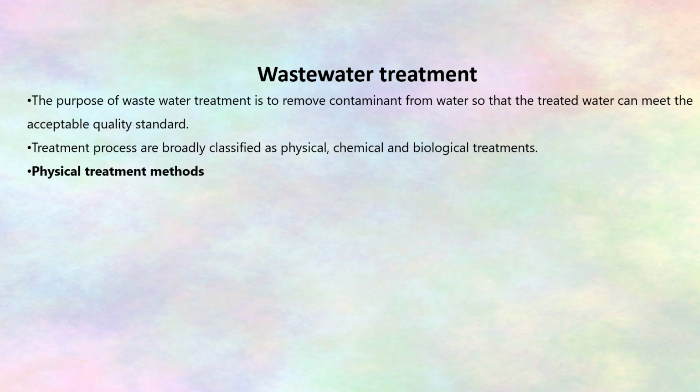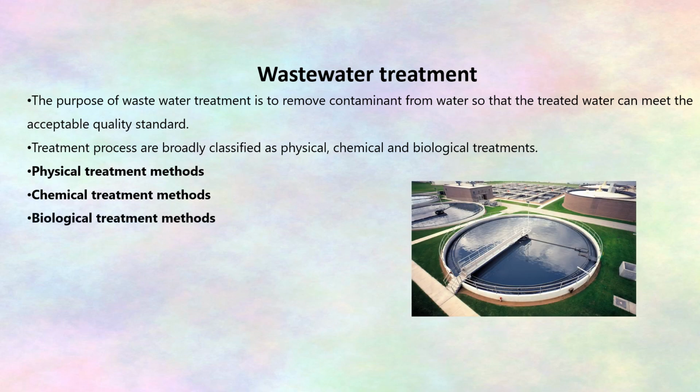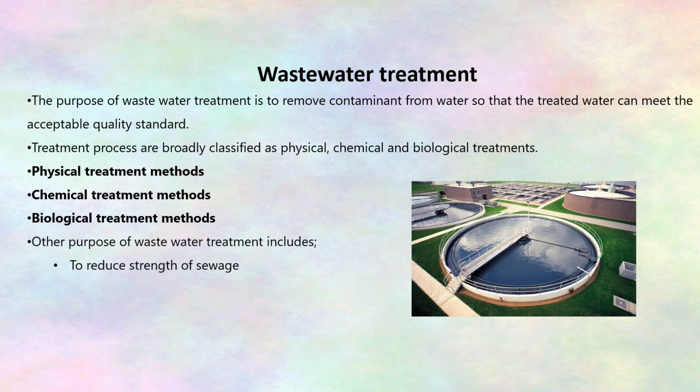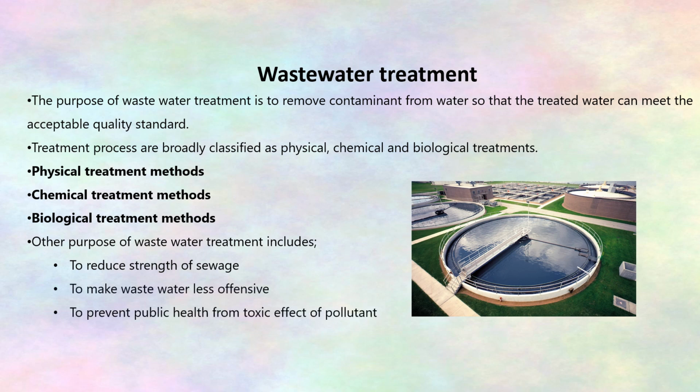Physical treatment methods utilize physical separation of pollutants, such as by filtration. Chemical treatment methods utilize chemical characteristics of pollutants for purification, for example coagulation. Biological treatment methods utilize biological characteristics of pollutants, such as bacteria and viruses, for purification. Other aims include to reduce the strength of the sewage, to make wastewater less offensive, to prevent public health hazards from the toxic effect of pollutants, and to conserve nature.